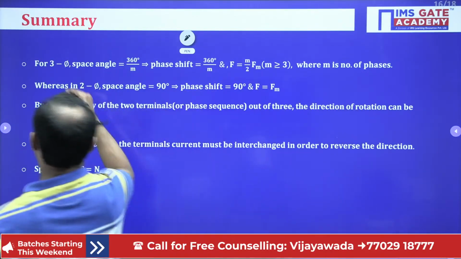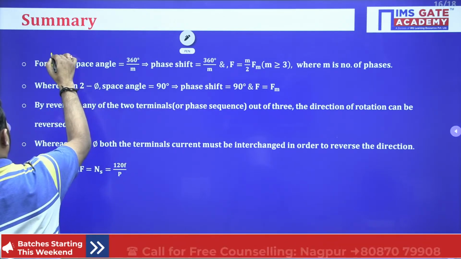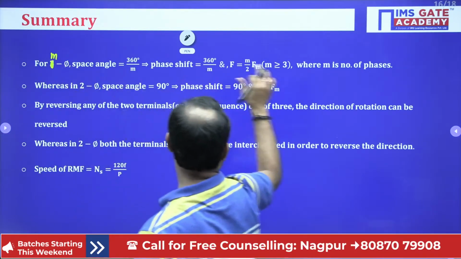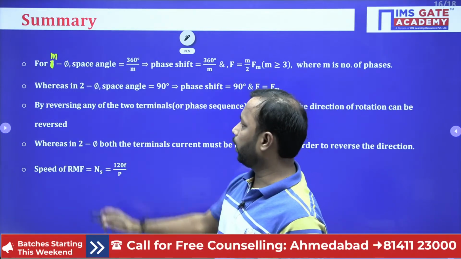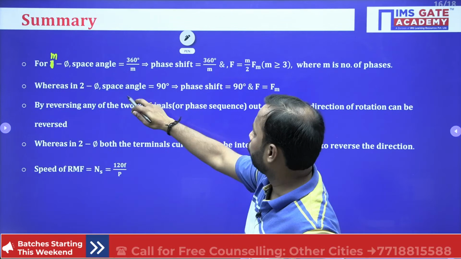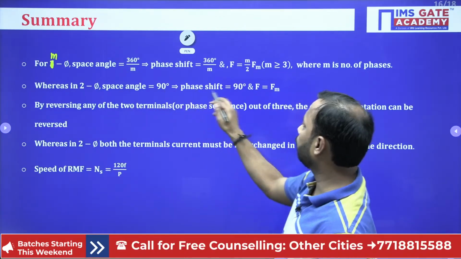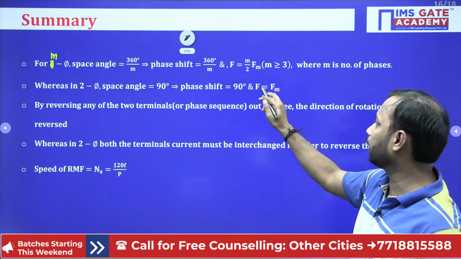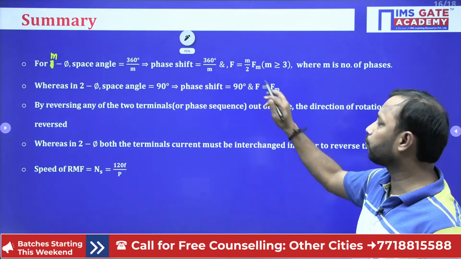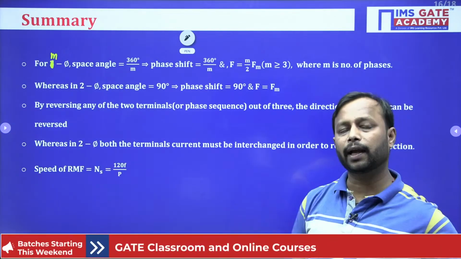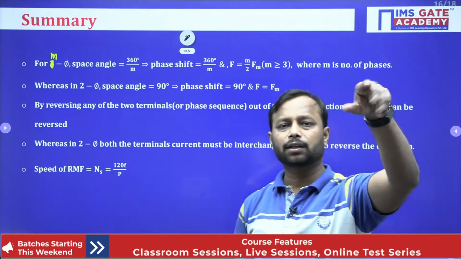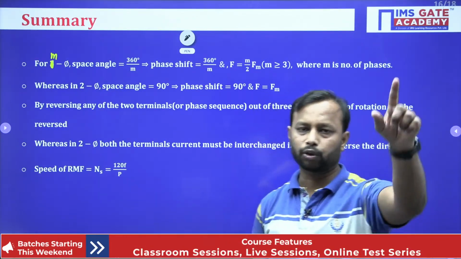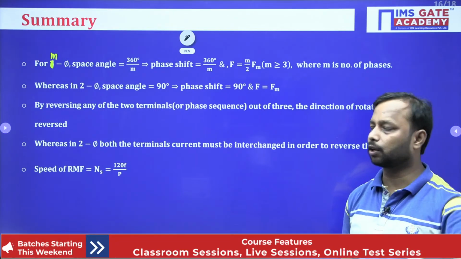Let me use here not 3, but m. For m phase, where m is greater than or equal to 3, you will have this formula. Whereas in two phase, the phase angle will be 90 degree, the phase shift will be 90 degree, and the magnitude will be Fm, the magnitude of MMF. This we will see in the next lecture on Tuesday. The timing is 4 to 5:30 for the Tuesday, which will be the last lecture of the electrical machine.